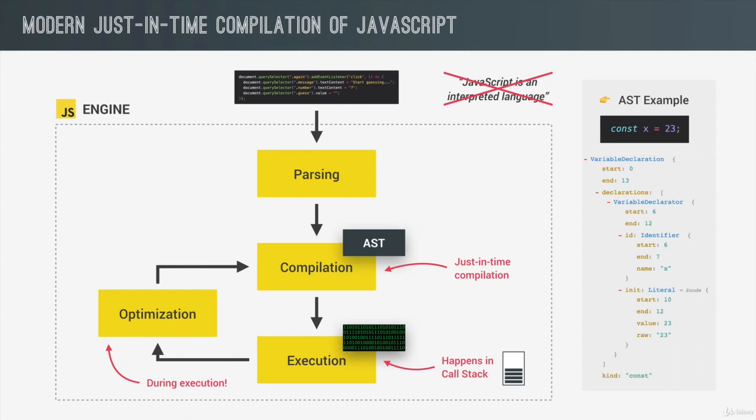And all this parsing, compilation, and optimization happens in some special threads inside the engine that we cannot access from our code. So completely separate from the main thread that is basically running in the call stack, executing our own code. Now, different engines implement this in slightly different ways, but in a nutshell, this is what modern just-in-time compilation looks like for JavaScript. And the next time someone tells you JavaScript is an interpreted language, you just show them this slide so that they can learn how it really works.